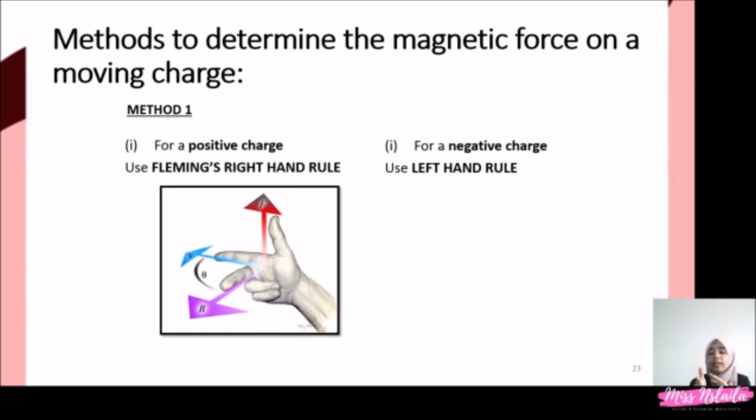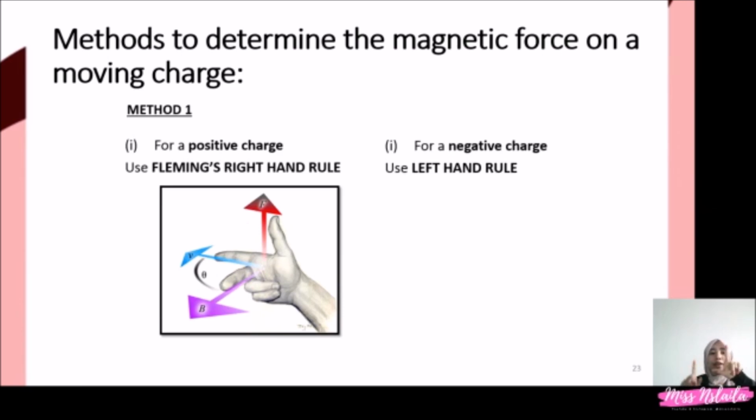Then your thumb will be the direction of F, the magnetic force. Your index finger will be the direction of velocity of the moving charge. And your middle finger will be the direction of magnetic field strength. If you use your right hand, then it refers to the proton or positive charge. But if it is an electron or negative charge, we use our left hand.